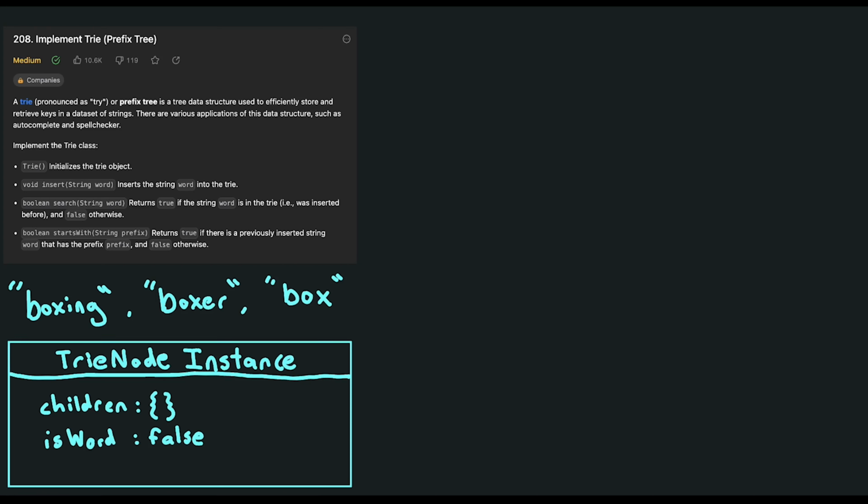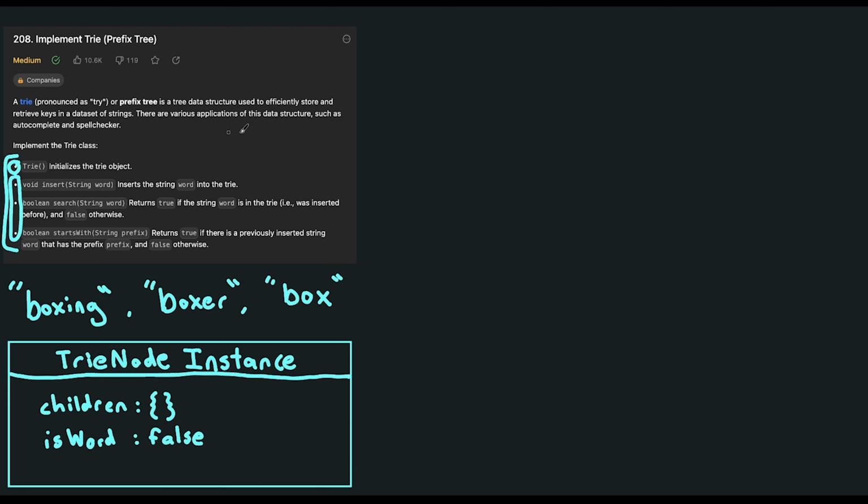A trie or a prefix tree is a tree data structure used to efficiently store and retrieve keys in a data set of strings. So what we're being asked here is to implement the trie class, and that includes 4 implementations. The first is to initialize the trie object, and then the other 3 are methods of the trie class.